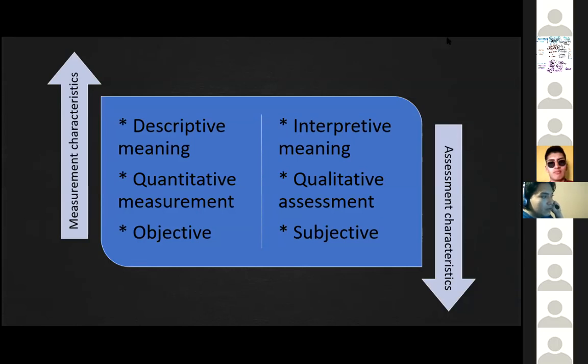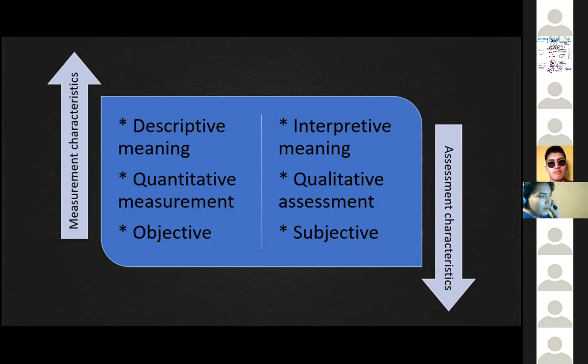In the measurement characteristics we have quantitative measurement. It means that it gives us information in terms of numbers, instead of the assessment characteristic, which is qualitative assessment. Its result is in the form of statements about the quality of something that is assessed. In this case, whether our students understand what we are teaching.